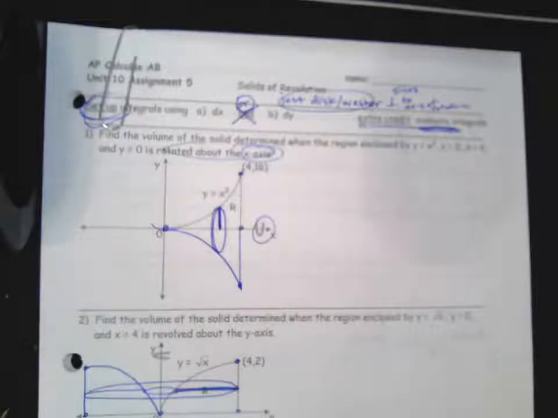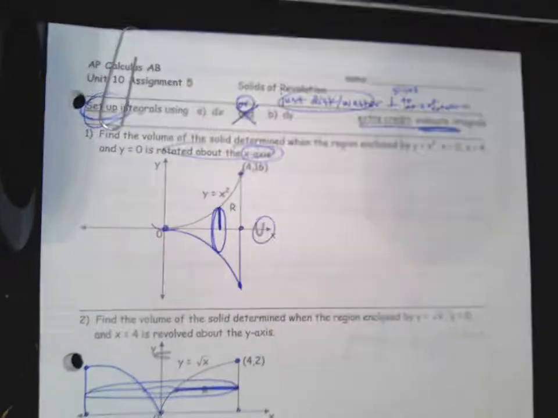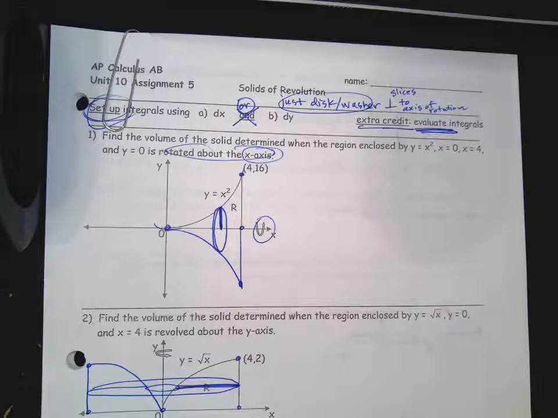AP Calculus AB, Unit 10, Day 5 office hours.